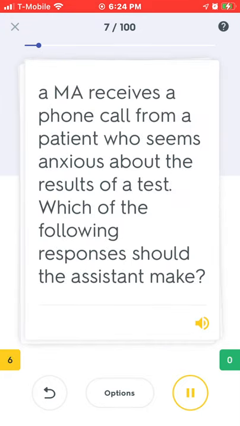A MA receives a phone call from a patient who seems anxious about the results of a test. Which of the following responses should the assistant make?